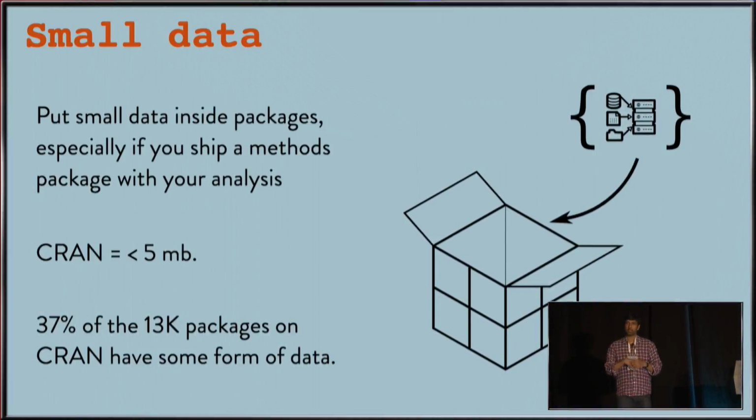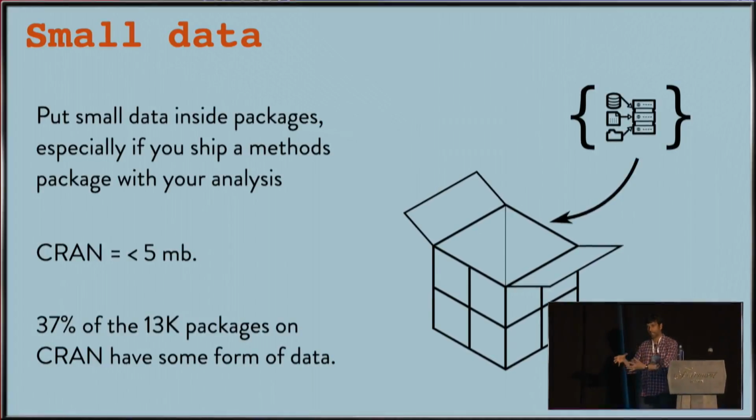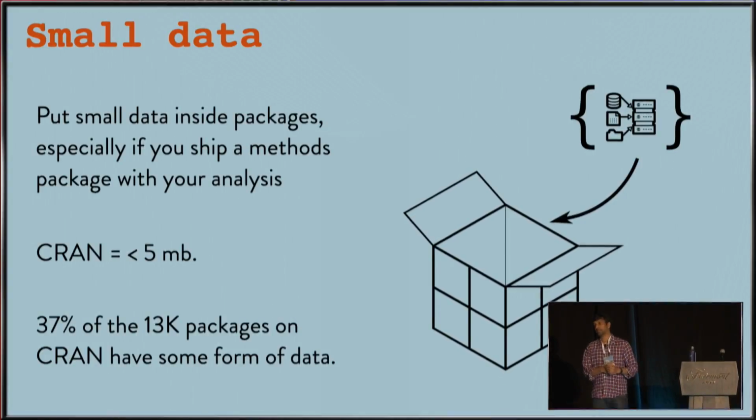And if you want to keep things very useful, you can even have a data raw folder that contains the raw data and then some scripts that turn it into useful data. If you write a package alongside your compendium and you want it to go on CRAN, you can include data in there, but your overall package size cannot exceed 5 megabytes.